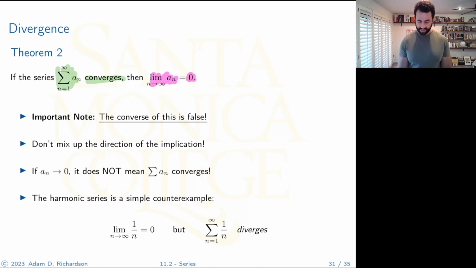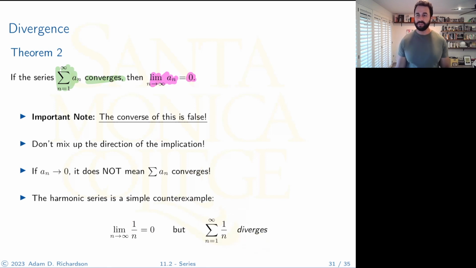The converse says, if this limit is zero, then the series converges. That is not the case. That is totally false. So be very, very careful. Don't mix up the direction of implication. Just because the sequence goes to zero, that does not mean that the series converges. And the classic counterexample is the harmonic series. Look, the sequence itself goes to zero. 1 over n goes to zero. But we just proved that the series diverges.